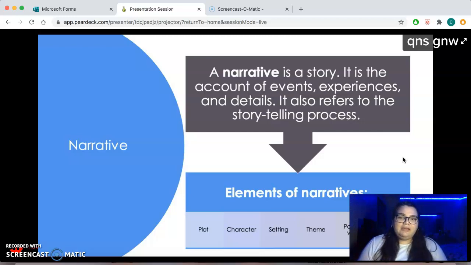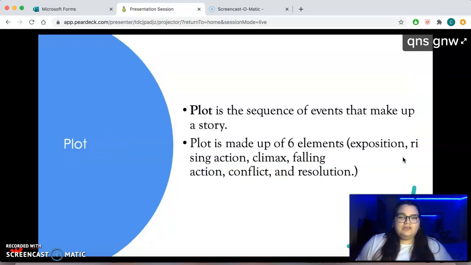And what do we mean by elements? Elements are just the pieces that create a narrative, right? So without these, it's a weak narrative, right? So we need to make sure that we understand that without these elements, the narrative would be weak, so it would be missing something.